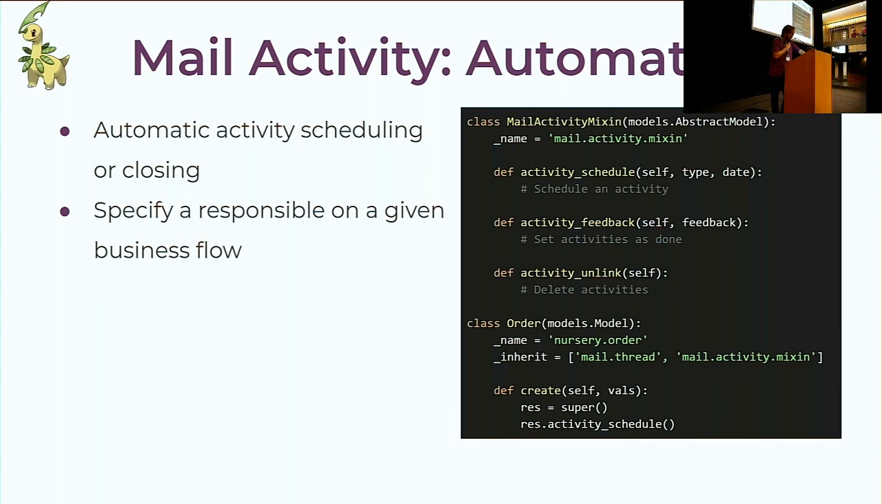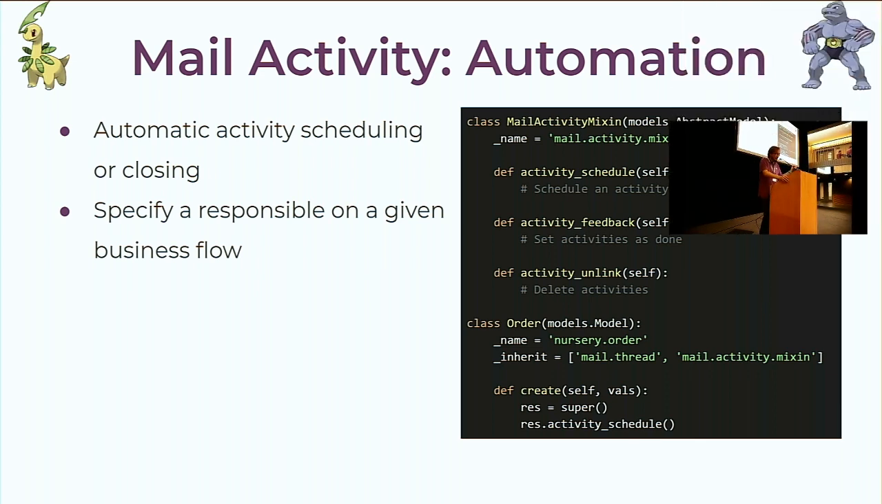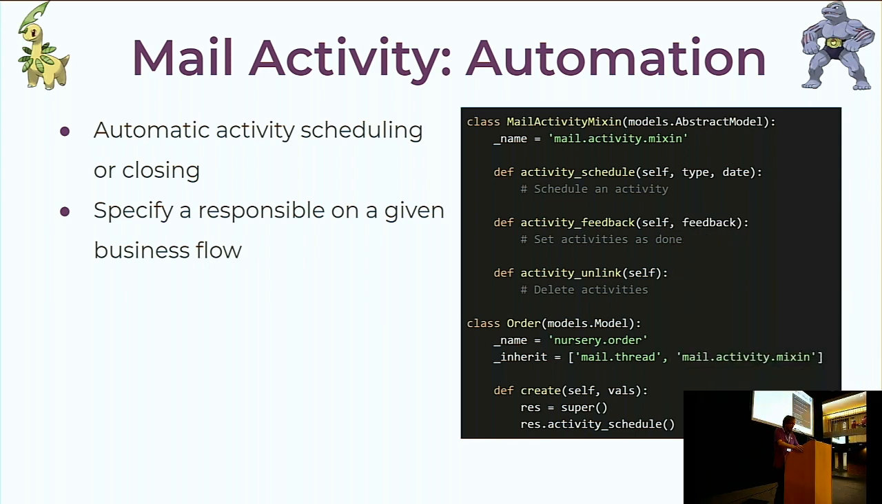You also can go deeper in activities and try to automate them. Automation is given by the activity mixin, and you have some helper methods: activity schedule, feedback, and unlink. And it allows you to define a custom flow in your application. For example, in the plant nursery application, we want to say that if we create an order with a plant, we automatically want to create an activity for the responsible to pack the order and to prepare the plant itself.